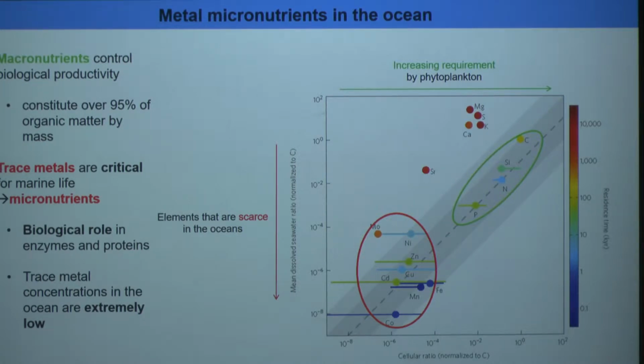So on this diagram, you see the macronutrients plot along this line, and anything below this line would be limiting, anything above this line would be in excess. And you see that a bunch of these metals have quite a large range depending on where you are in the ocean. Most popular, I'm sure everyone's familiar with iron, which has a very prominent biological role. There's also others like zinc and cadmium, for example, which are the two that I'm going to focus on today.